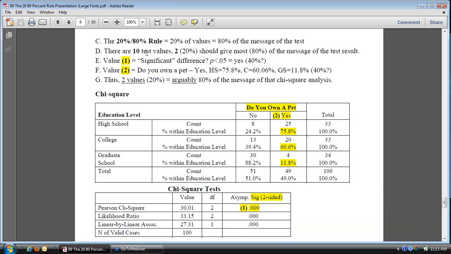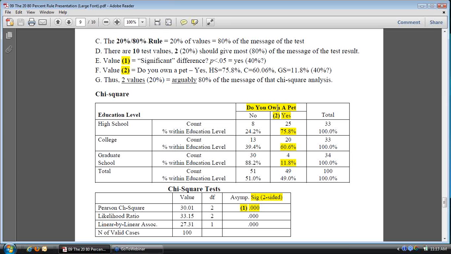So we have another 10 values. 1, 2, 3, 4, 5, 6, 7, 8, 9, 10, right? So there should be two key values that'll tell us 80% of the message of the test. So value number one, again, right to the significance. Is there a significant difference? Right? Significance, which is probability P, is less than 0.05, so there is a significant difference.